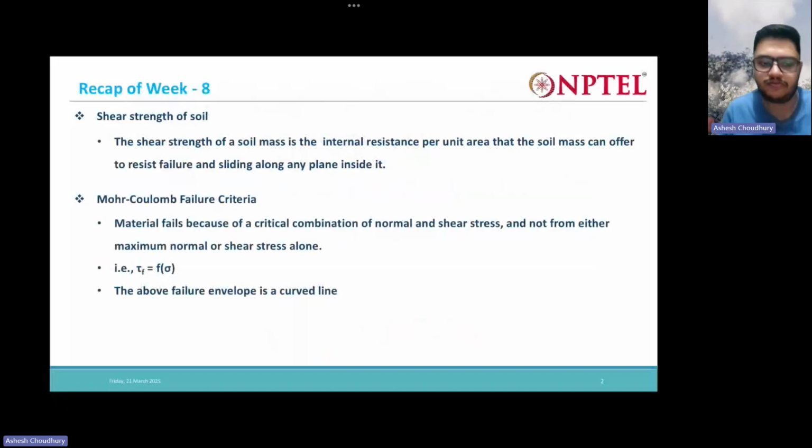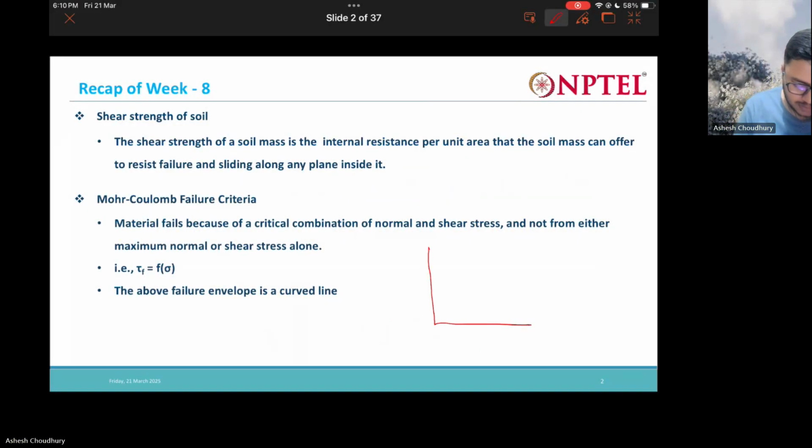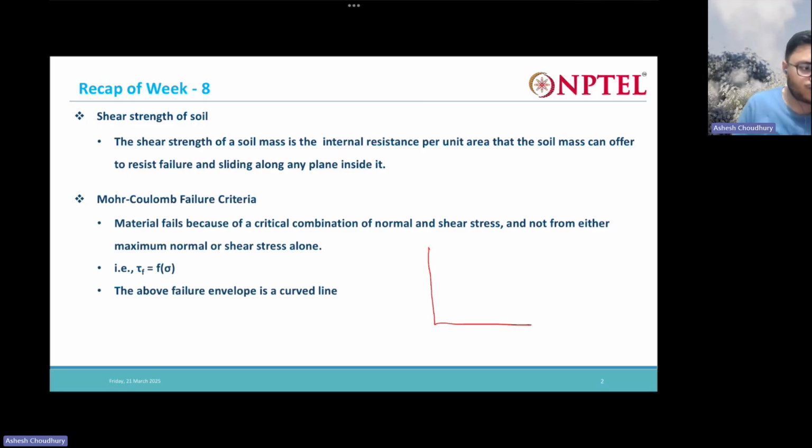That is, the shear strength is a function of the normal stress. Okay, so if you want to plot the shear stress with the normal stress, we'll get an envelope, a curved envelope, something like this. Now this is called the failure envelope.